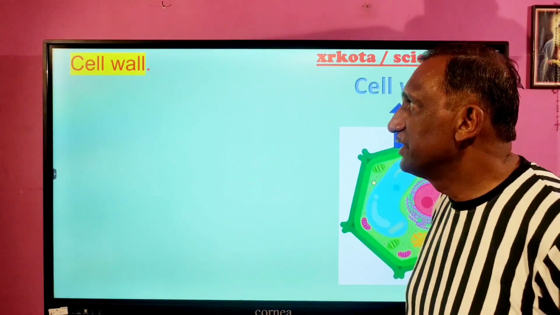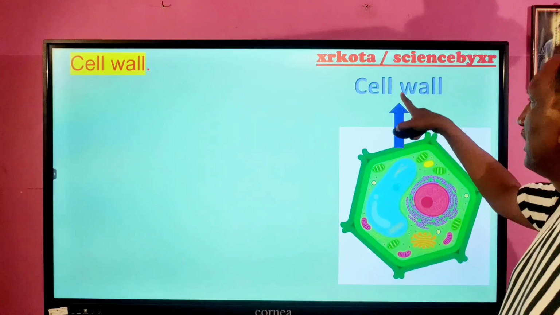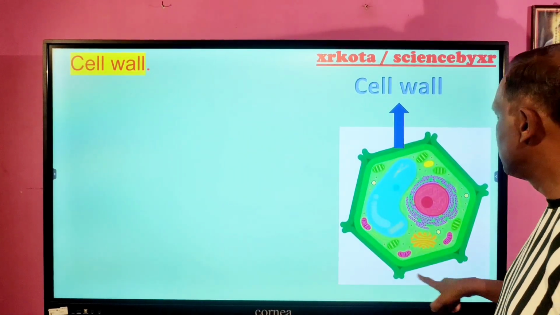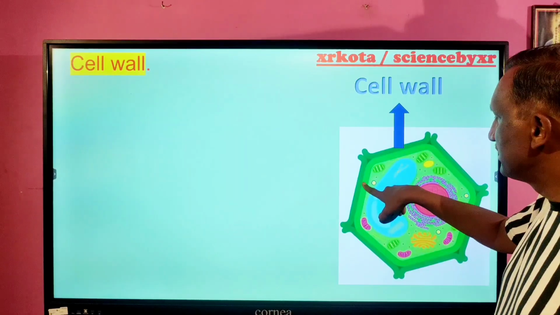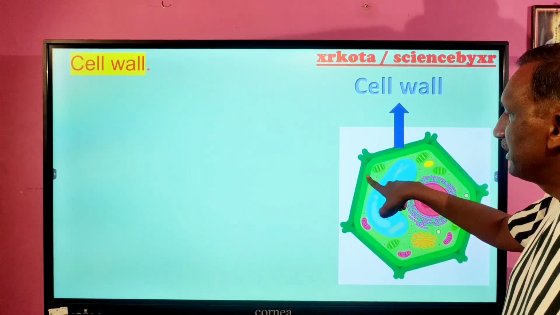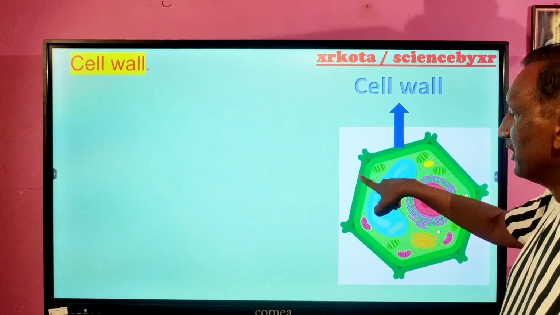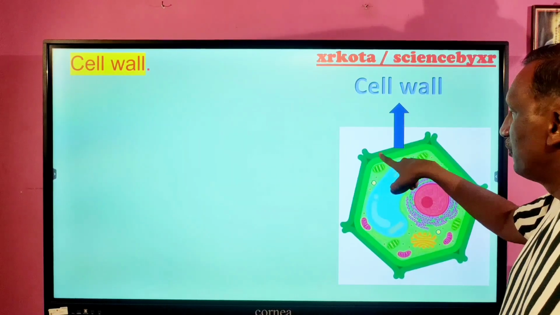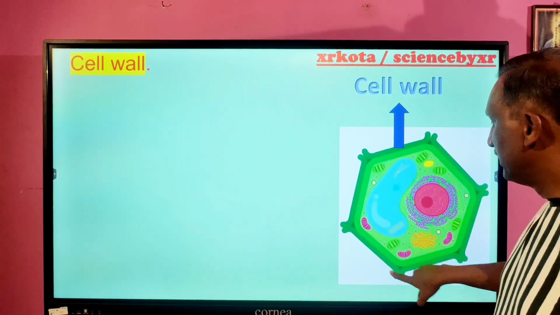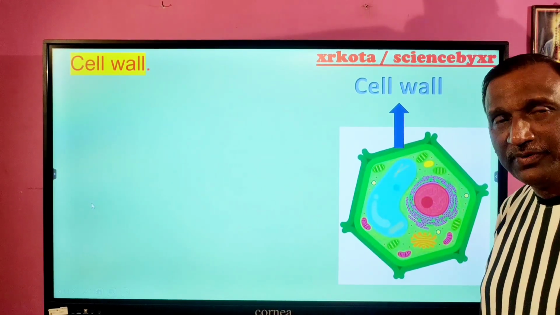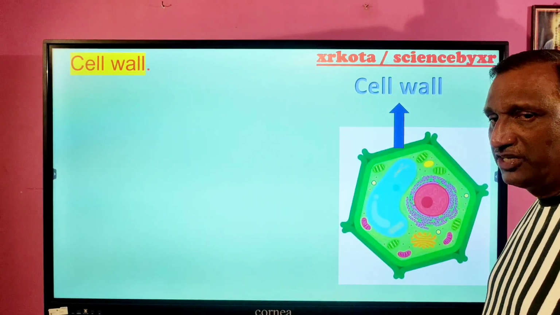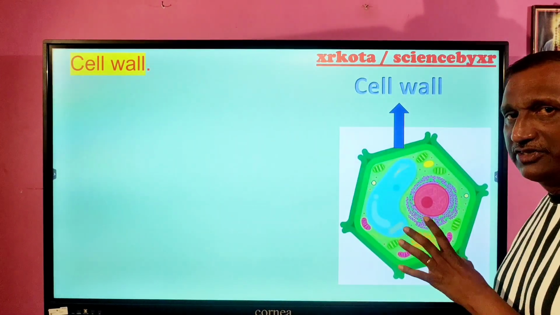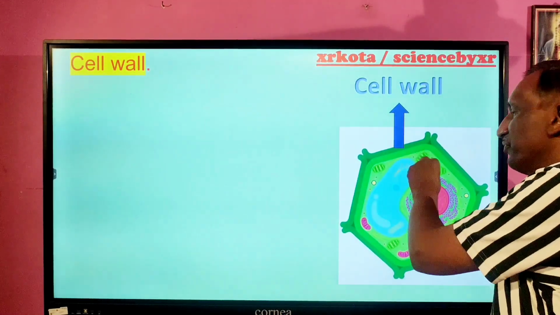So the very first thing is cell wall. Where is cell wall found? It is the outermost structure. This is a plant cell. In a plant cell, this is found outermost. This is the cell membrane and this is the cell wall. Light green color is cell membrane. Dark green color is cell wall. Cell wall gives it a definite shape. So you can see this is hexagonal in shape. That shape is fixed. Now you cannot change its shape because a wall is there.